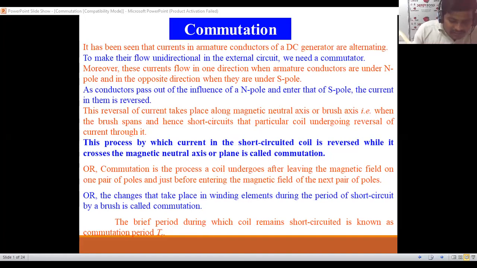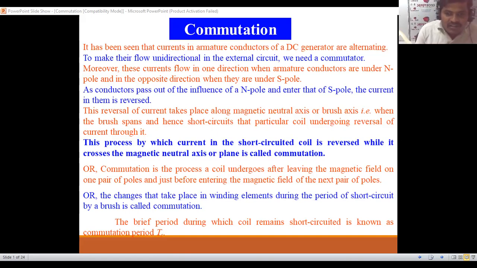Do you know that in case of a DC generator, we have derived the back EMF, the generated EMF equation, that is PNZ divided by 60A. This equation we have already derived. And the commutator is nothing but it will convert an alternating quantity into a direct quantity.